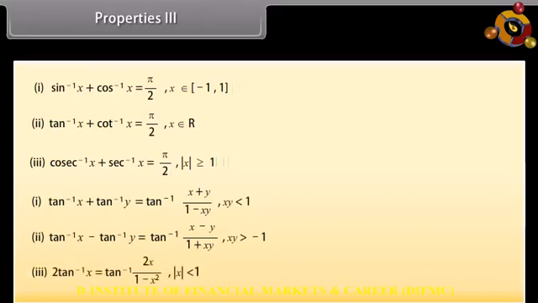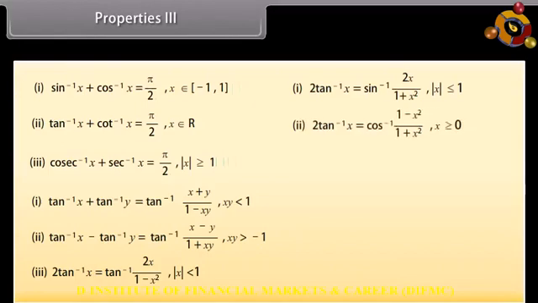2 tan inverse x is equal to tan inverse 2x by 1 minus x square, modulus of x is less than 1. 2 tan inverse x is equal to sine inverse 2x by 1 plus x square, modulus of x is less than or equal to 1. 2 tan inverse x is equal to cos inverse 1 minus x square by 1 plus x square, x is greater than or equal to 0. 2 tan inverse x is equal to tan inverse 2x by 1 minus x square, minus 1 is less than x is less than 1.